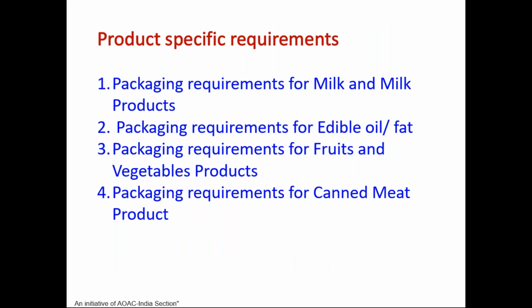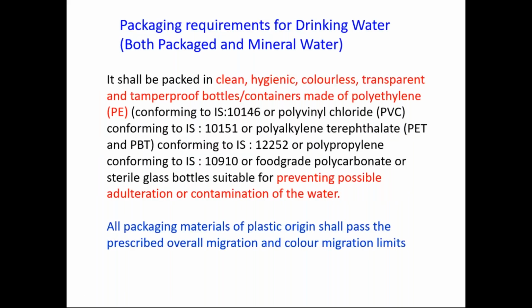The product-specific requirements for the packaging material are specifically enumerated for milk and milk products. There are packaging requirements for edible oils, for fruit and vegetable products, and for canned meat products. So you will have to read the regulation to see what these special packaging requirements are.